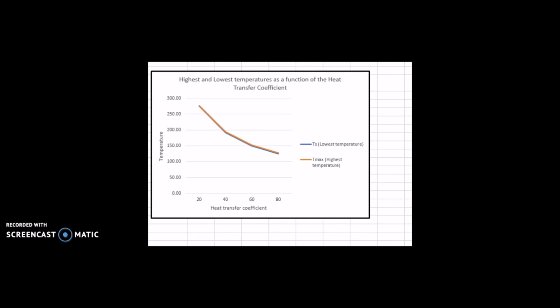When the heat is transferred better from the surface to the surrounding, it means that there is a higher difference in the temperature change. That means the temperature on the surface, or the temperature that would be the maximum temperature, would be lower because more heat is being transferred through convection.